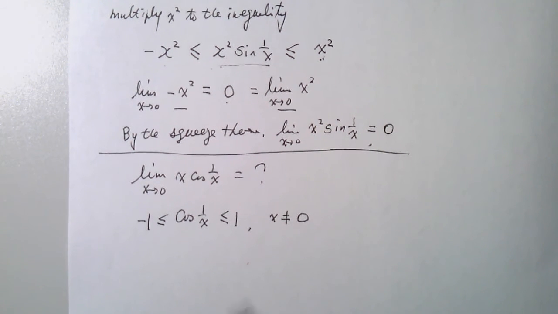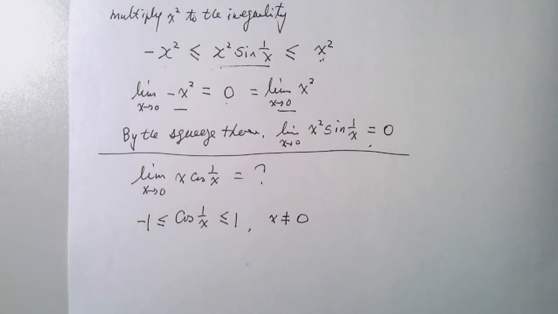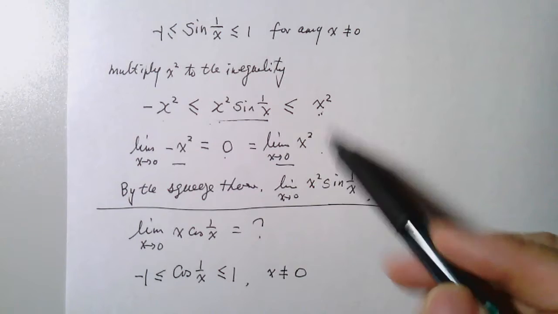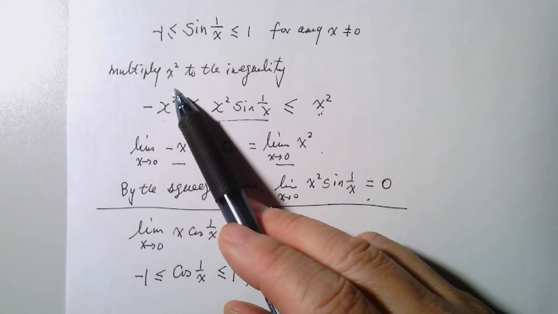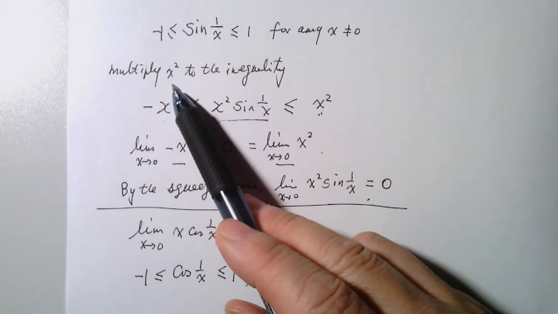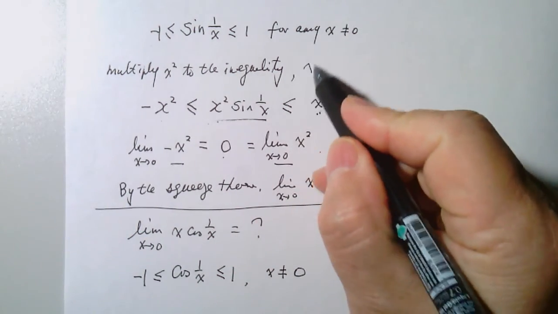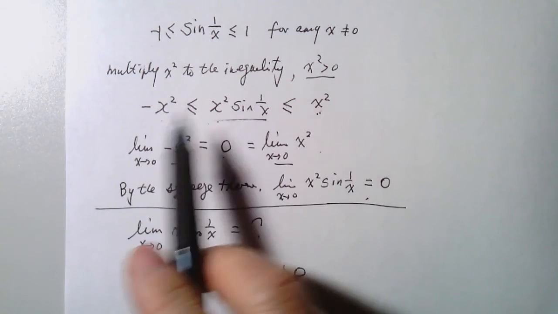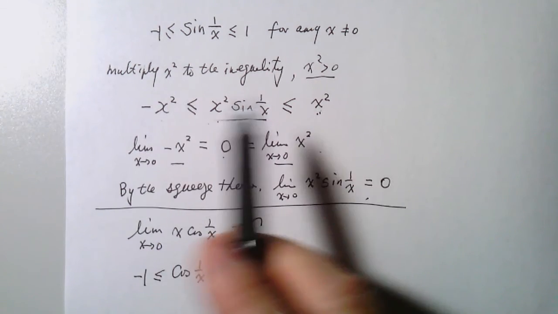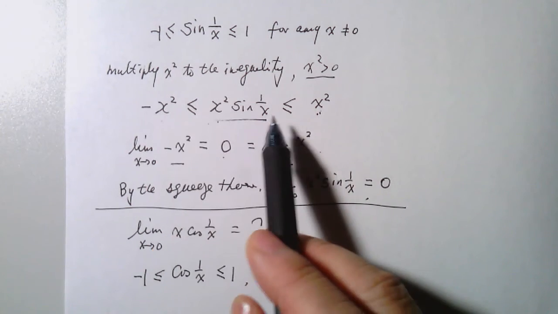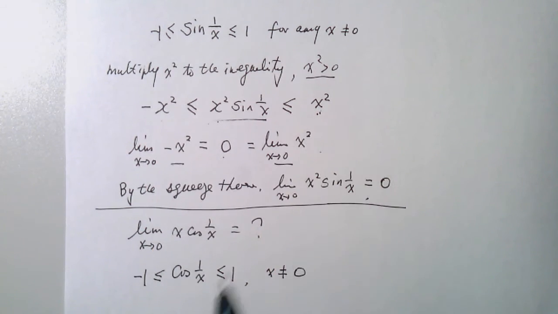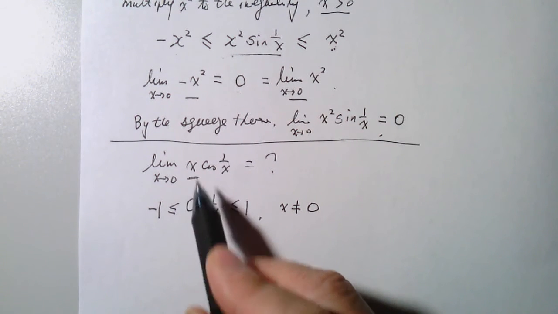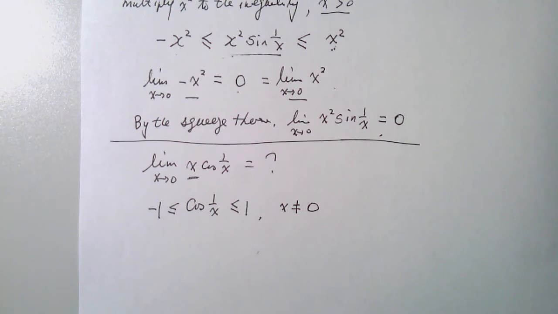But now you say, oh, then we go ahead and multiply by x. No, in this case you can't. Maybe you ask, why can't we? Because if you multiply by x squared, you know x squared is greater than 0, and when you use something greater than 0 to multiply the inequality, it does not change the direction of the inequality. But not for this case. If you multiply by x, you do not know whether x is positive or negative.